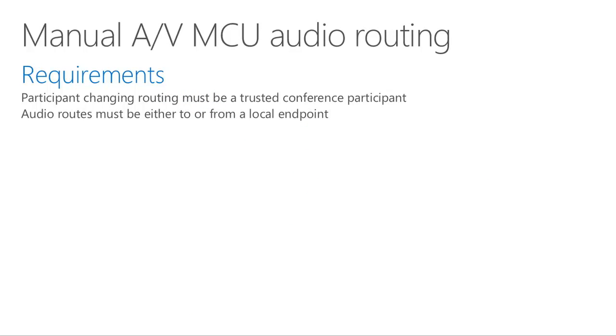There are a couple of requirements for being able to do this with an endpoint. The participant in the conference that's making the changes to the audio routing has to be a trusted conference participant. So you need to join the conference in a special mode, which allows you to perform privileged operations. And also, the audio routes that you set have to be to or from the local endpoint, the endpoint that your UCMA application is managing at the moment. So you can't have your UCMA application say, I want to change the routing between those 2 other participants. You can only change the routing from your UCMA application to another participant or from another participant.